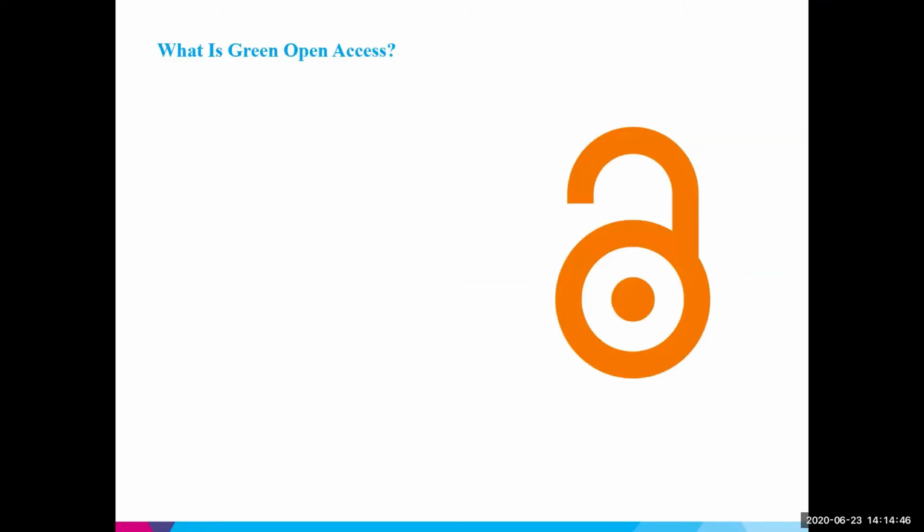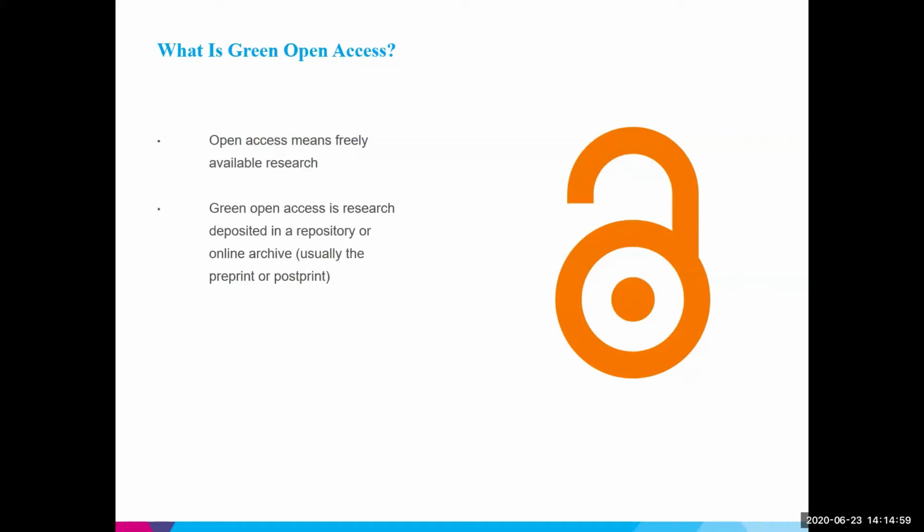Preprints also fall within the spectrum of open access, particularly in green open access. And we're going to go into why very briefly. So what is green open access? Let me tell you what open access is first. Open access is basically freely available research. And we've already established that preprints are public. Green open access specifically is research deposited in a repository or an online archive.